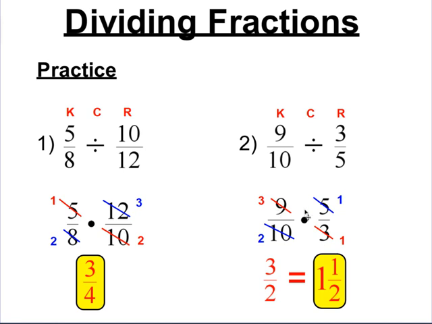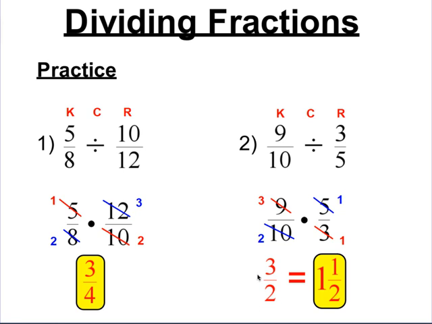9 and 3 can both be divided by 3. So 9 divided by 3 is 3. 3 divided by 3 is 1. So after that, I have my simplified problem of 3 times 1 and 2 times 1. 3 times 1 is 3. 2 times 1 is 2. And 3/2 is my final answer.